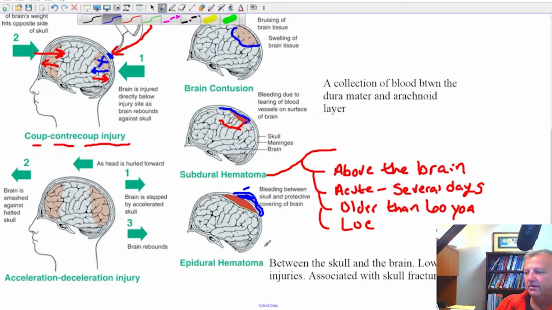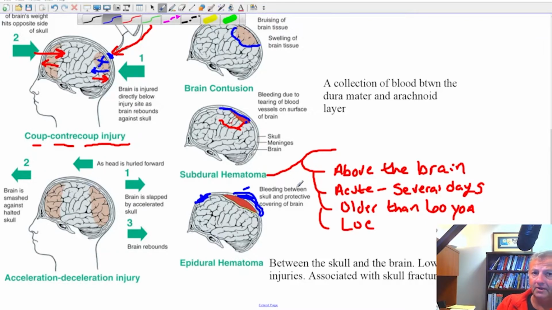So between the skull and the brain, and this is what I wanted to talk about, we can associate low velocity deceleration injuries with epidural hematomas, along with skull fractures in the temporal region. It only makes sense, really, because think about it. If I have a skull fracture here, there's going to be stuff that could possibly lacerate that brain right there. And so then the bleeding will be right here. So skull fractures, low velocity type injuries, can cause these epidural hematomas.